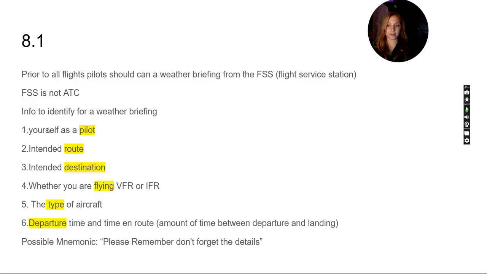So first, identify yourself as the pilot, your intended route, destination, whether you're flying visual flight rules or instrument flight rules, and the type of aircraft, and then your departure time and time en route. So like the amount of time between departure and landing, and that's not counting your taxiway. And then I try to make a mnemonic for it, so please remember, don't forget the details: pilot, route, destination, flying, type, departure. But I'm sure if you're flying, you'll get the hang of it.